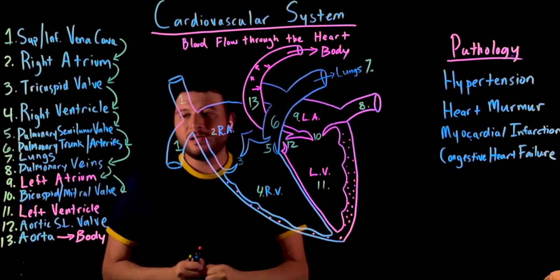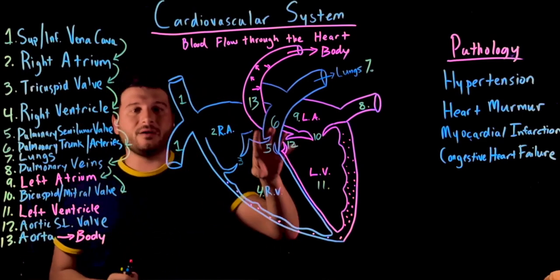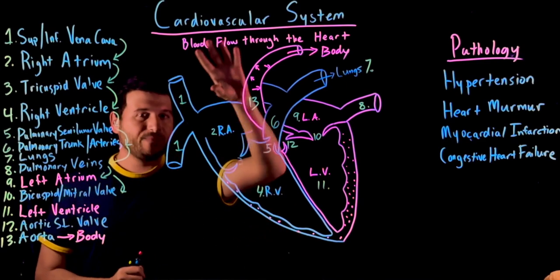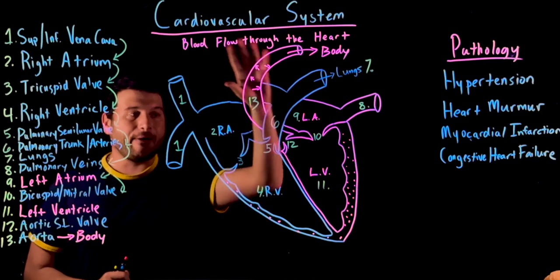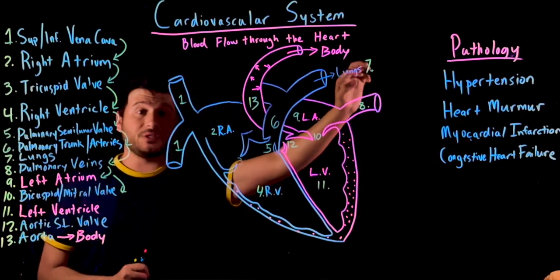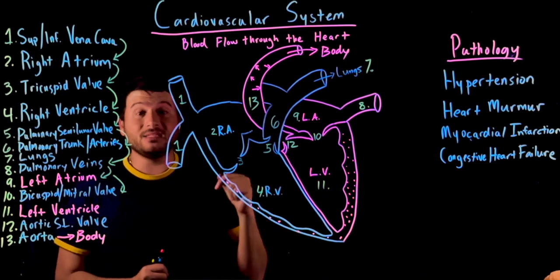I really hope that the flow of blood through the heart helps you understand how important normal anatomy is and how when those things go wrong, we can get some kind of pathology that can, in this case, be life-threatening.